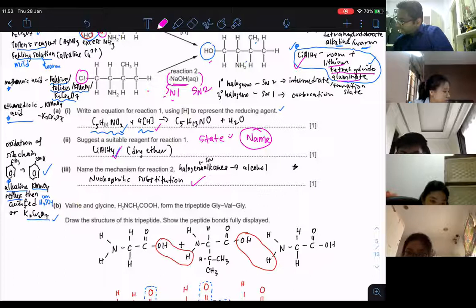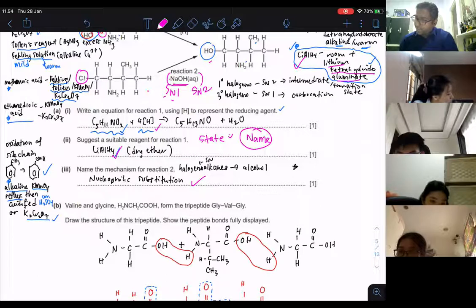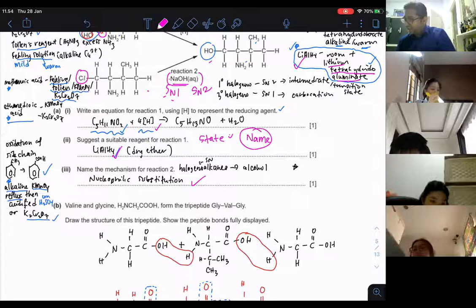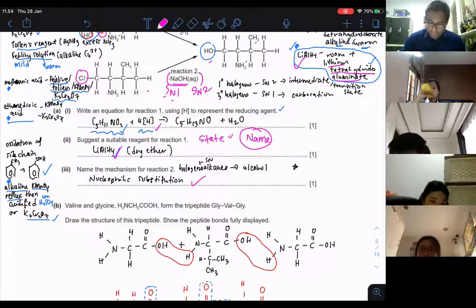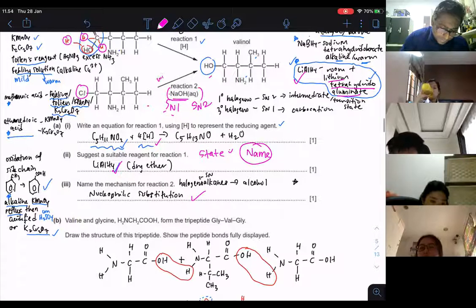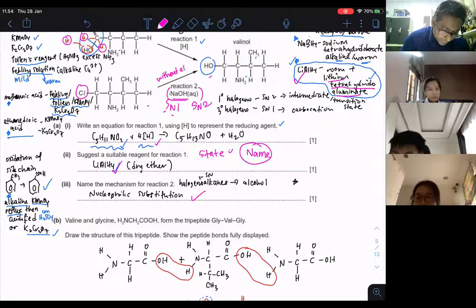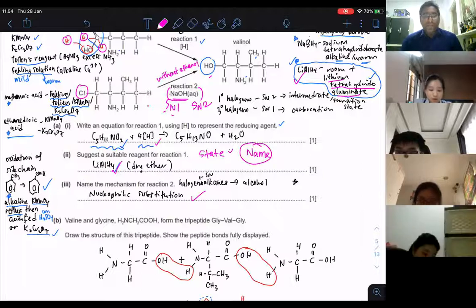There are 3 reactions. One is cyanide in ethanol, another is ammonia in ethanol, and one more is the reaction of sodium hydroxide under reflux. And one more, hold on, is the elimination reaction, which is sodium hydroxide with ethanol. The elimination reaction is with ethanol, so this one is without ethanol. Please remember all this.